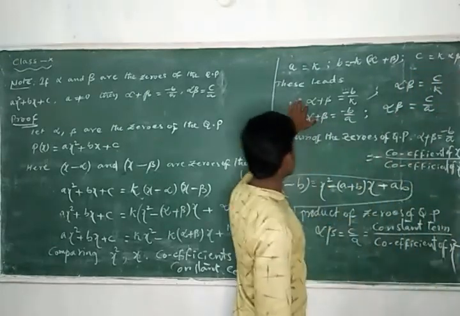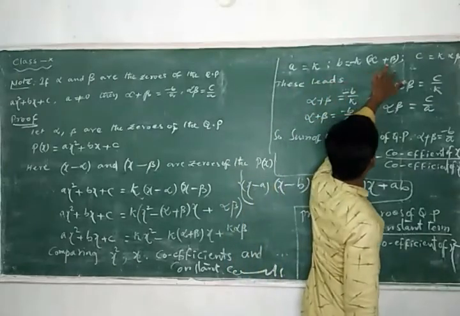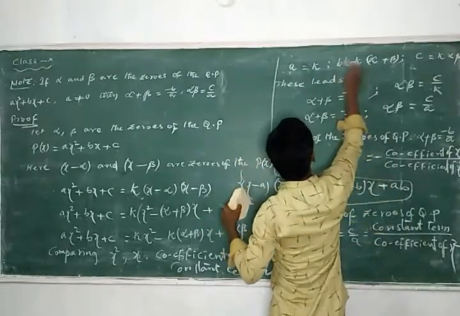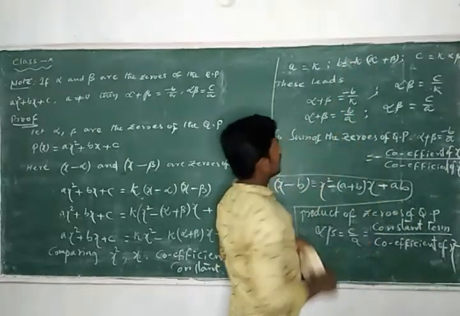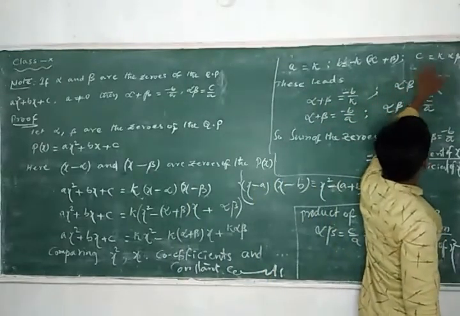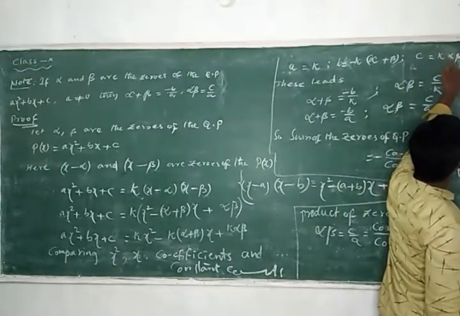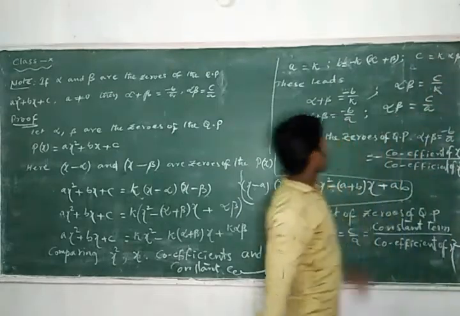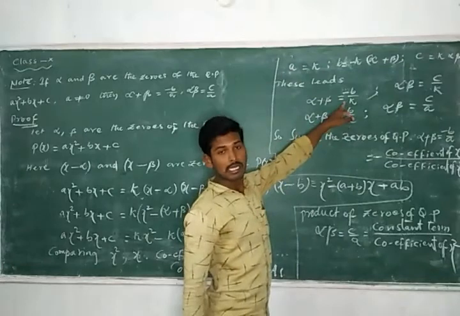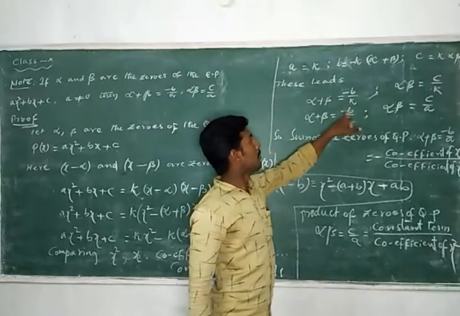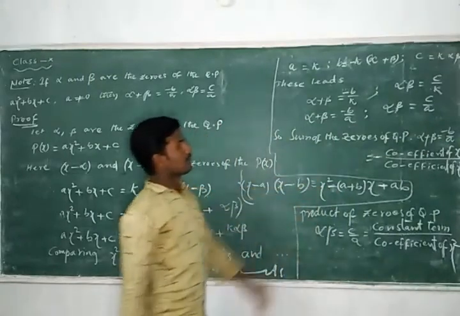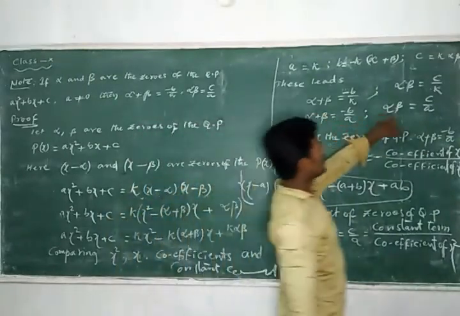Then we can rewrite this as alpha plus beta is equal to minus b by k. Don't miss the minus. And c is equal to k into alpha beta, so alpha into beta is equal to c by k. So already we know that k is equal to a. Substitute, replace k by a. So minus b by a, c by a. This is the proof. So sum of the zeros, plus means sum, into means product.